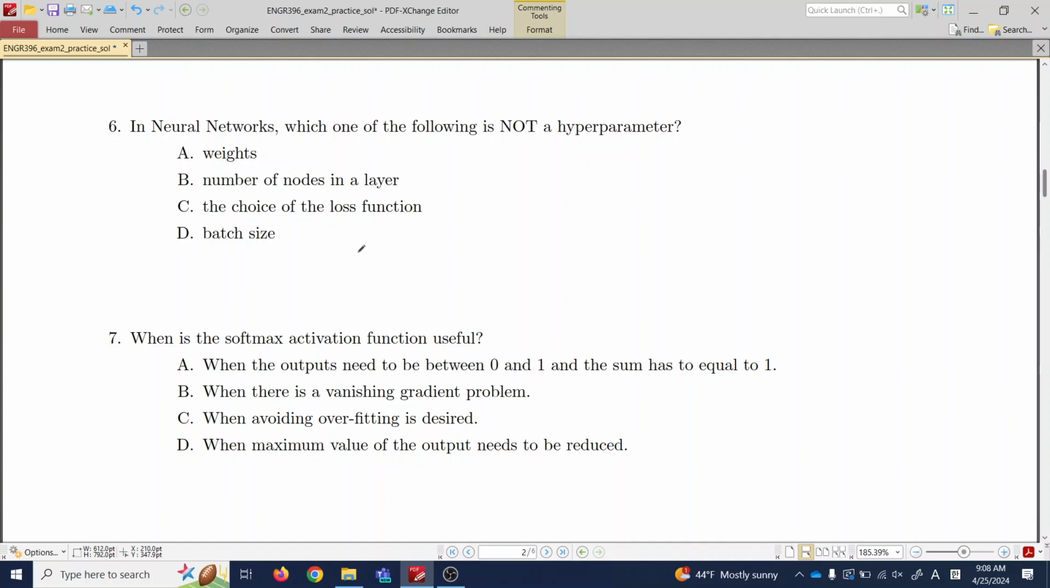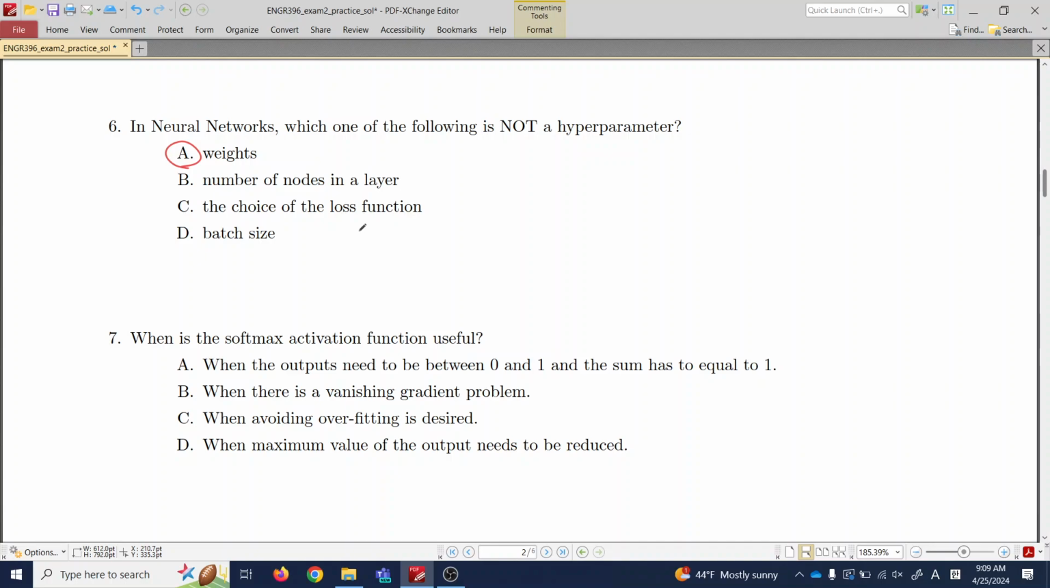Weights are modified and also biases are modified, right? Sometimes biases are also called weights, so we just say weights in total. But weights and biases, those are tweaked until you find the optimal one, right? That's how a neural network learns. So weights and biases are not a hyperparameter. Everything else are hyperparameters.